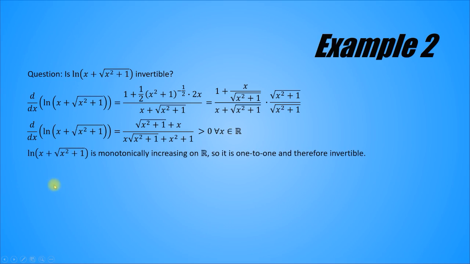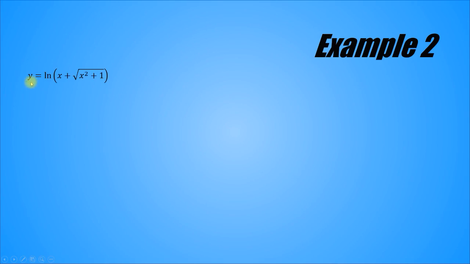Since that's the case, the natural log of x plus the square root of x squared plus 1 is monotonically increasing on the whole real line. So this integrand is 1 to 1 and therefore invertible. So let's invert it. So let y equal the natural log of x plus the square root of x squared plus 1. And you know the drill. We start by swapping x and y. So here I've done that. Then we solve for y to find the inverse.